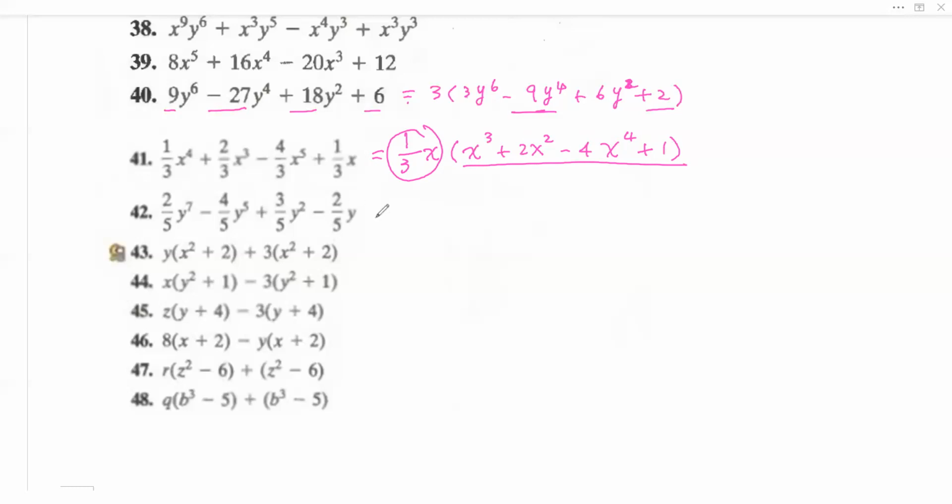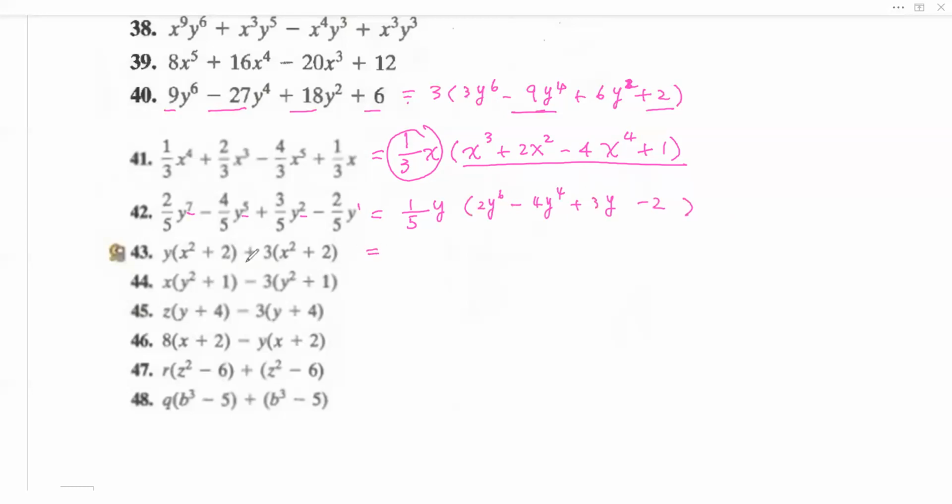All right, let's see 42. Here is 1/5 out of there, right? 1/5, and take a y. Here is 7, 5, 2, 1. So we just need to take y out of there, right? So the rest here is 2y to the power 6 minus 4y to the power 4, and here is 3y, and the last one, negative 2, right? So you can distribute that and go back to check.